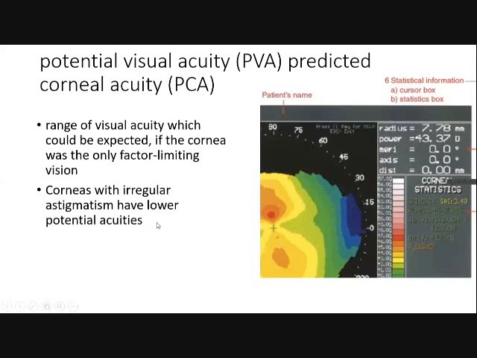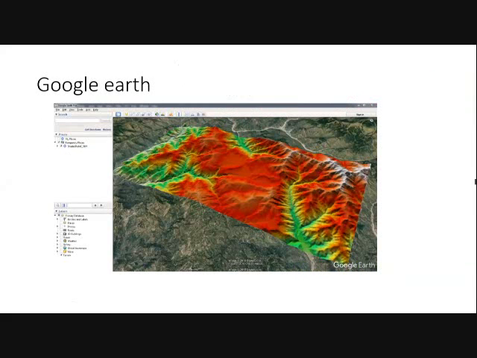So regardless of the state of the retina and the lens, if we consider everything all right, then only the corneal condition, its surface, its regularity will give how much vision. This is the index, potential visual acuity, PVA. So if a cornea is very irregular, scarred, PVA will be less. But if a cornea is in good shape and has a slight astigmatism, PVA will be more.